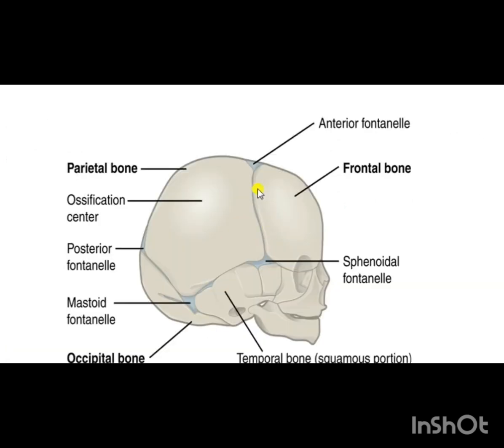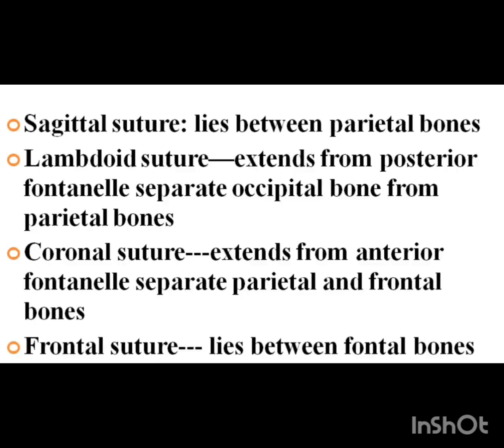So sagittal suture separates the parietal bones, and lambdoid suture extends from the posterior fontanelle and separates the occipital bone and the parietal bone. Coronal suture extends from the anterior fontanelle and separates the frontal bone and the parietal bone, and frontal suture separates the frontal bones. So there are 4 sutures in a human fetal skull.